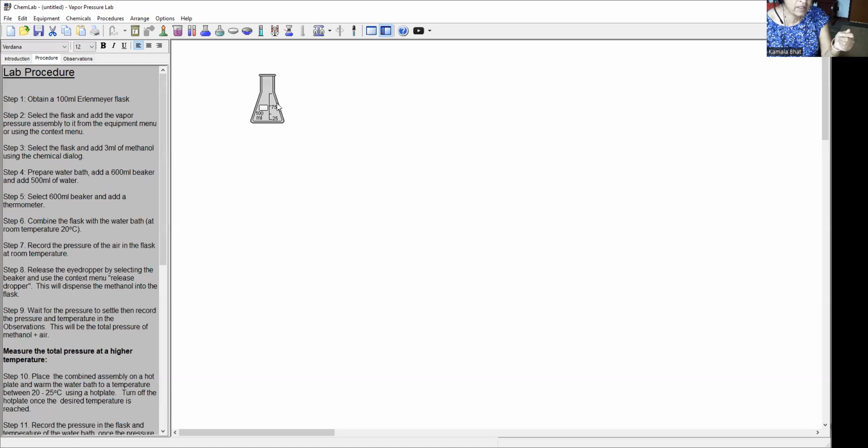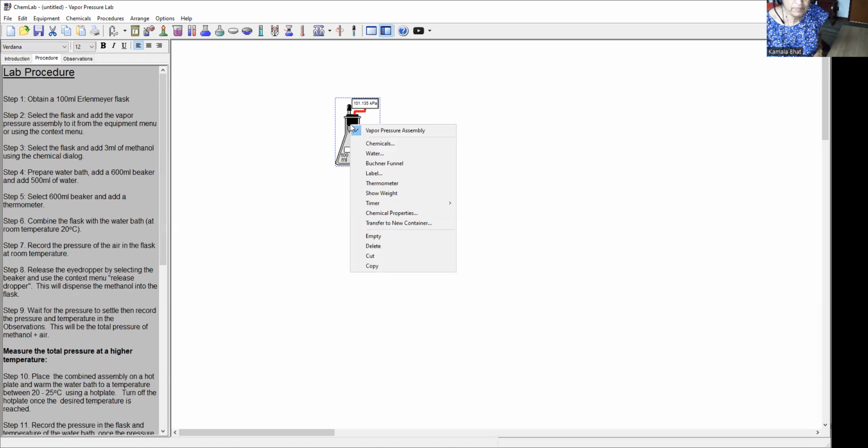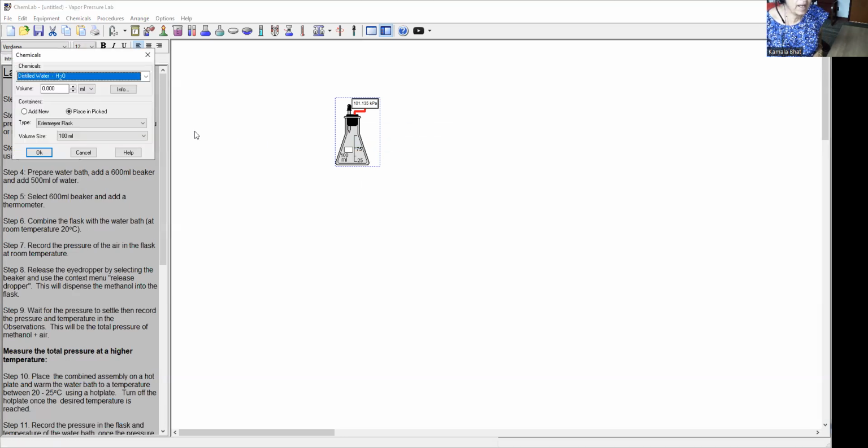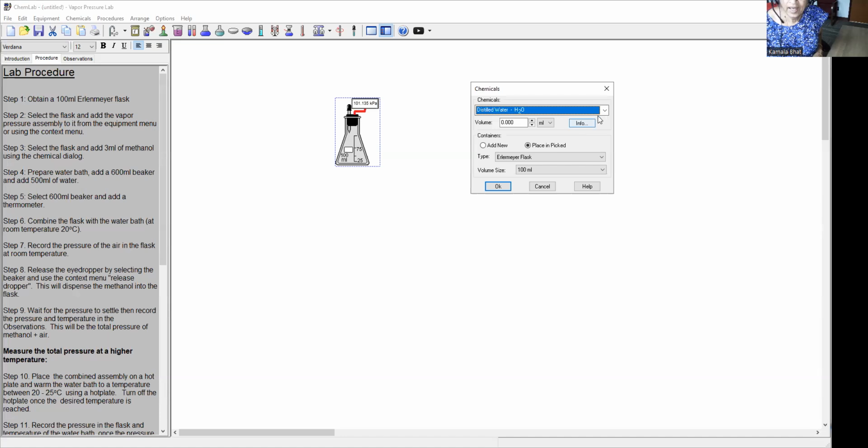and that's a 100 ml Erlenmeyer flask. Keep it there. Attach the vapor pressure assembly, and you can see that it has the atmospheric pressure clearly indicated as 101.135 kPa. Next, after that, you click on the vapor, and then you get here and add methanol, and it says you add 3 ml of the methanol.